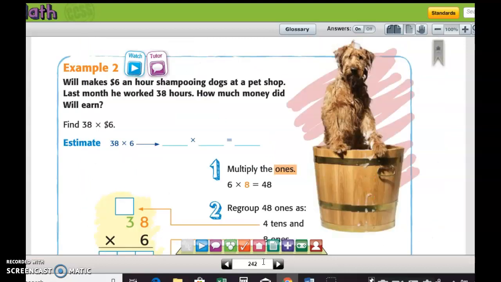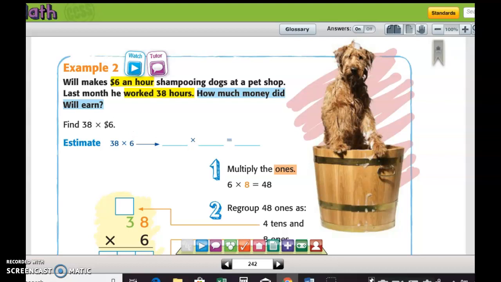Okay, page 242, example number 2. Will makes $6 an hour shampooing dogs at a pet shop. Last month he worked 38 hours. How much money did Will earn? So let's highlight what we know. He makes $6 an hour. He worked 38 hours. And our question is, how much money did Will earn? And to solve that, we're going to multiply 38 hours he worked times $6 per hour.